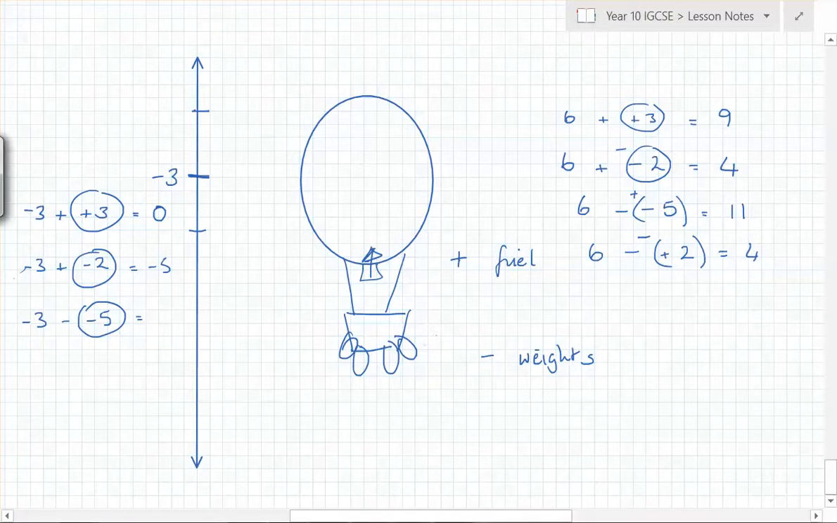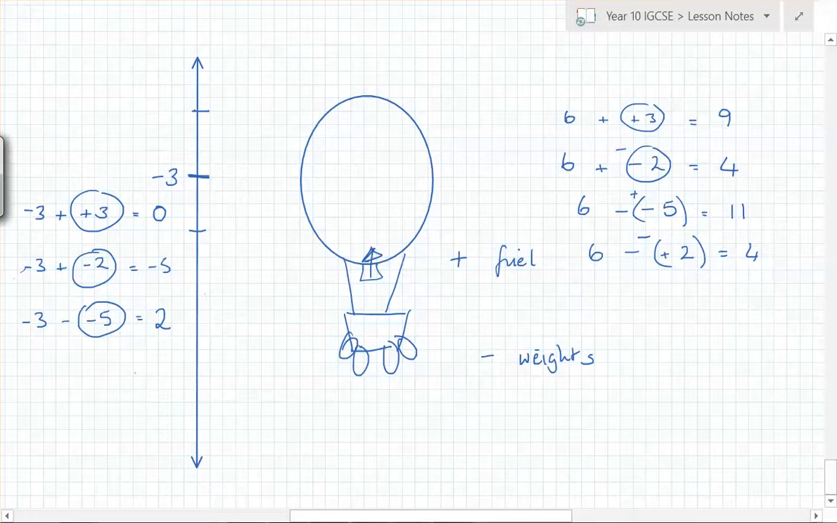So I'm at -3, I subtract 5 weights, which means it's going to go up 5. So I'm at -3, I have to go up 5. What do I end up at? 2. Temperature, -3, -2, -1, 0, 1, 2.